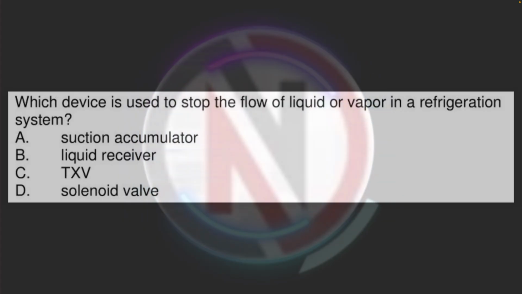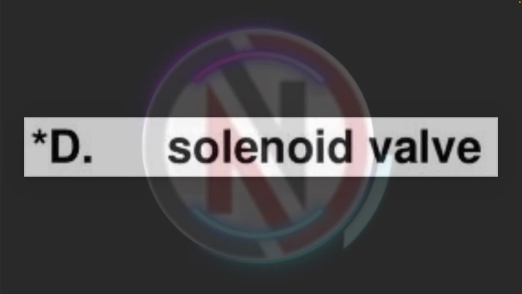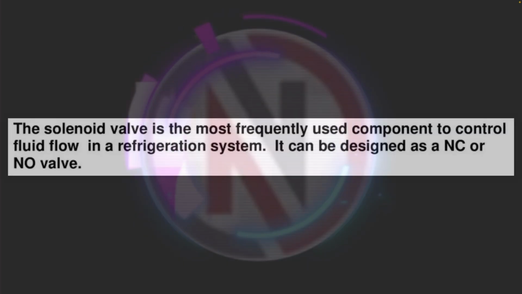Which device is used to stop the flow of liquid or vapor in a refrigeration system? A. Suction accumulator. B. Liquid receiver. C. TXV. D. Solenoid valve. D. Solenoid valve. The solenoid valve is the most frequently used component to control fluid flow in a refrigeration system. It can be designed as a normally closed or normally open valve.